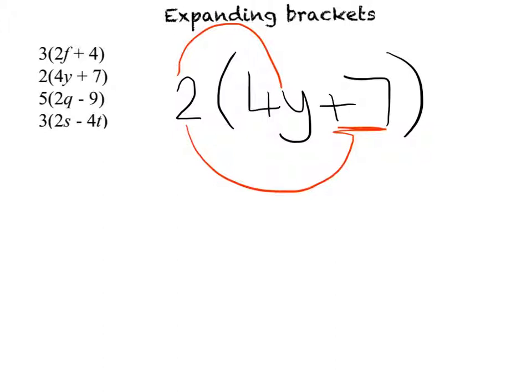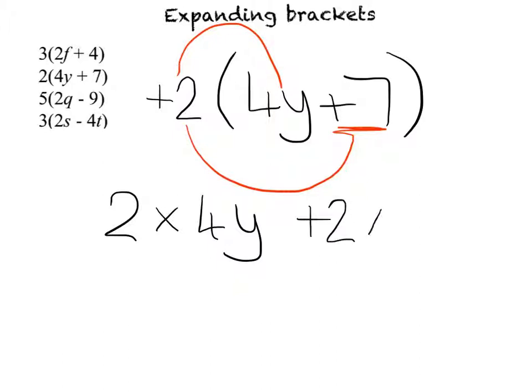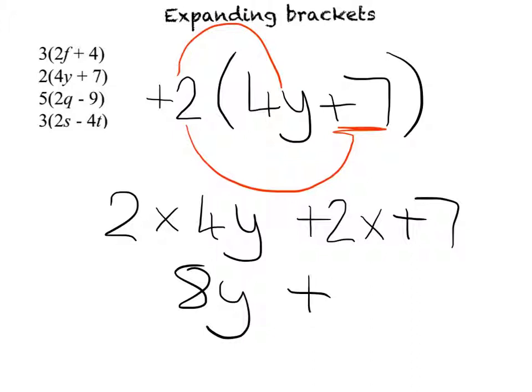Let's write it out the long way. We've got to do 2 times 4y. And remember, it's a plus 2. So I've got plus 2 times plus 7. 2 times 4y gets me 8y, plus 2 times plus 7. So that's something good happening to someone good. That's a good thing. It's a plus. 2 times 7, 14.